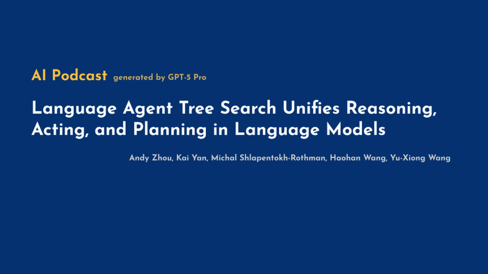So it's not just reacting to one prompt. It's thinking ahead, trying options, checking what happened, and then steering based on evidence. Exactly. It's deliberate rather than purely reactive. The representative author is Zhou from the University of Illinois Urbana-Champaign, and the work appeared at ICML 2024.